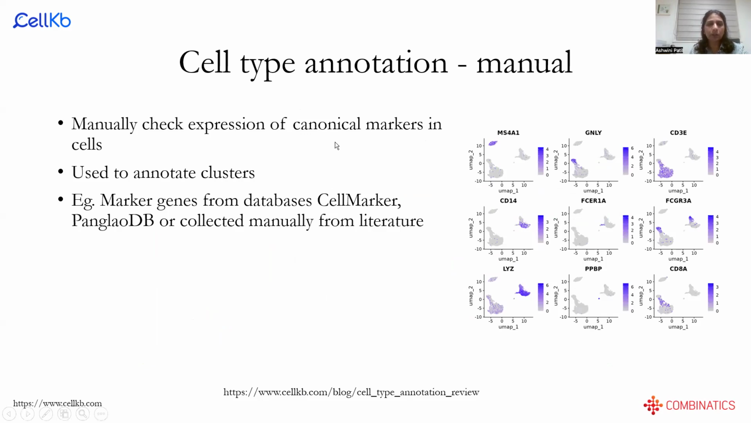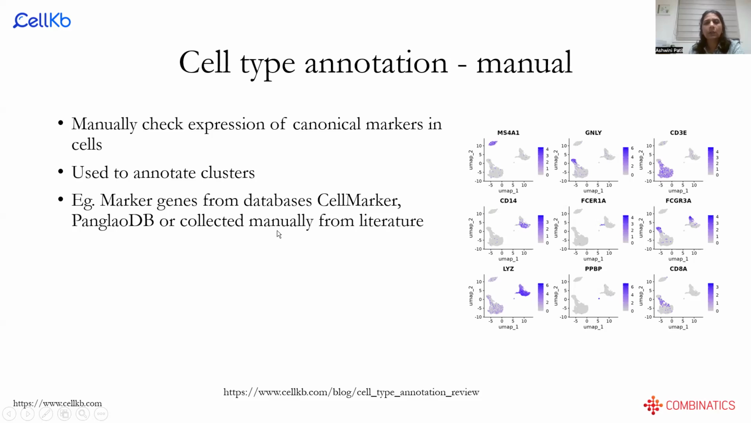For manual annotation, what is essentially done is you find the canonical markers of the cell types that you think are present in the dataset. So if you are looking at PBMCs, then you roughly know what kind of cell types you are looking for. So you can find their marker genes either from databases like CellMarker or PanglaoDB, or you can collect them manually from literature and then plot them on the UMAP and see which clusters are expressing those genes. And based on this expression pattern, you can assign an annotation to that particular cluster.